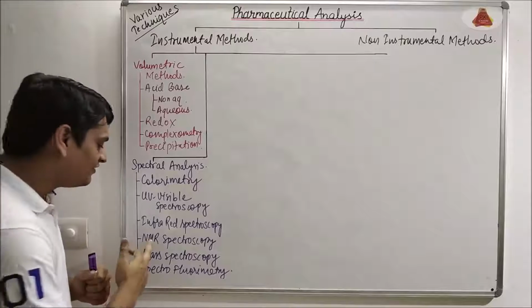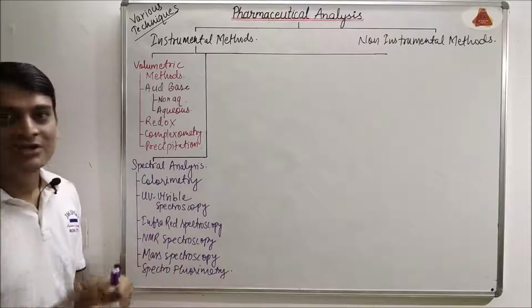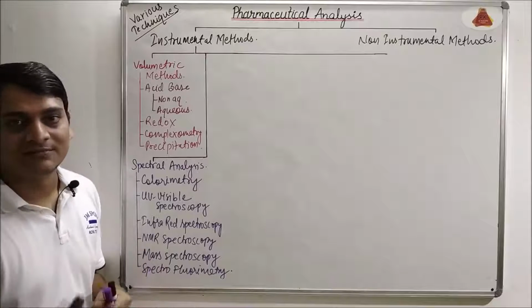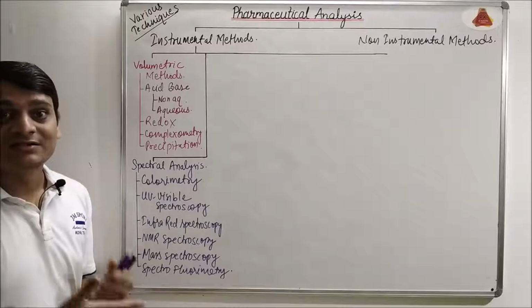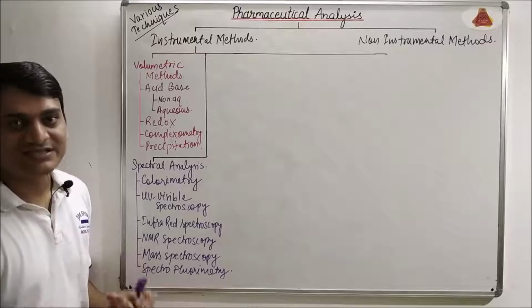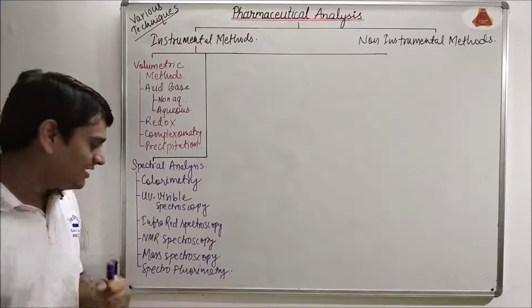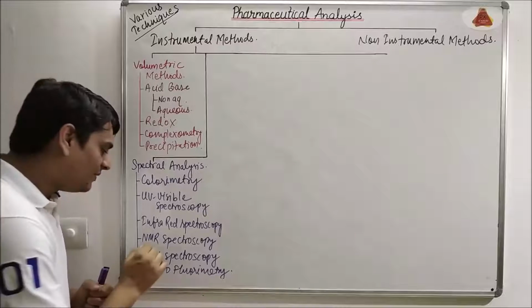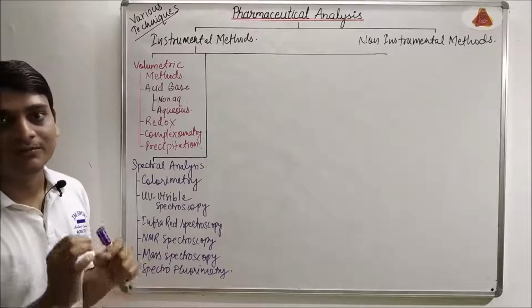Now coming to the next one, which is NMR spectroscopy, that is nuclear magnetic resonance. NMR spectroscopy is mainly used for determination of structure of the compound, and mainly we are determining hydrogen as well as carbon. If we are determining hydrogen, then it is known as 1H NMR. If we are determining carbon, then it is known as C13 NMR. Now coming to the next one, that is mass spectroscopy.